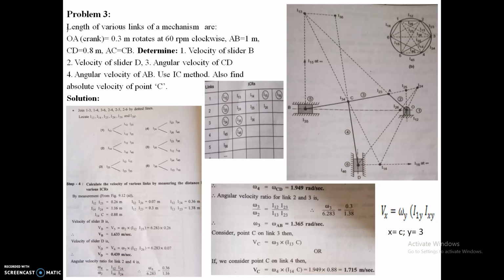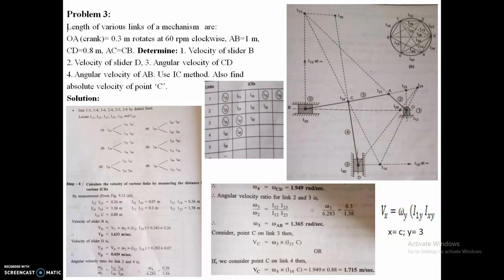The lengths of various links of the mechanism are given. The link OA, the crank, is 0.3 meter. The direction of rotation of the crank is clockwise, and the speed is 60 RPM. The length of AB is given as 1 meter. The length of link CD is 0.8 meter, and AC is equal to CB. The length of AC is equal to the length of link CB.